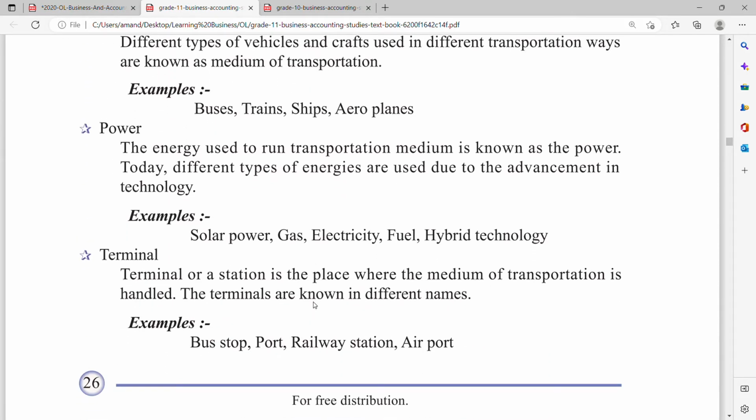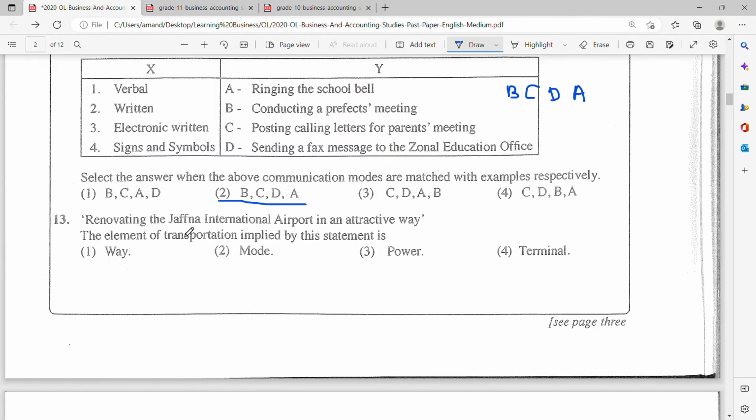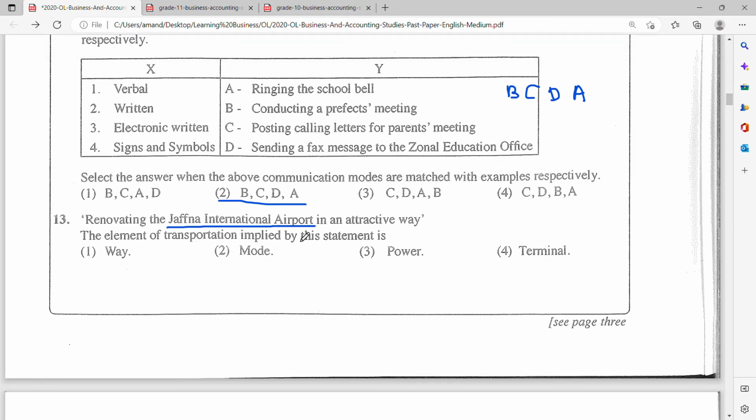Terminal refers to the place where the medium of transport is going to be handled. The location in which the actual mediums of transportation are going to meet. So it can be a central bus stop, a particular port where ships anchor, a railway station, an airport. So in this question they are talking about Jaffna International Airport. So this is clearly terminal. It doesn't fall into way, it doesn't fall into mode or medium, it doesn't fall into the power category.